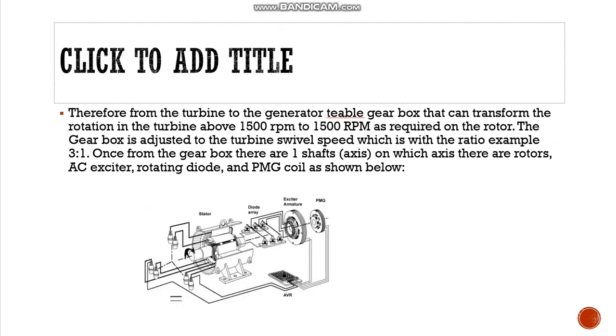Okay, after that we look at the components of the permanent magnet generator. There are the stator, diode array, exciter, armature, PMG, and AVR. Yes, like this. Okay, let us understand it together.